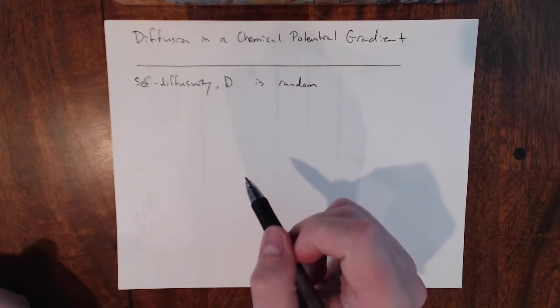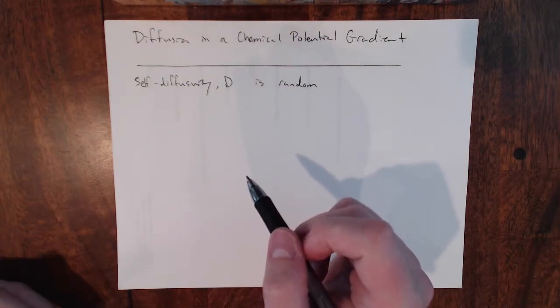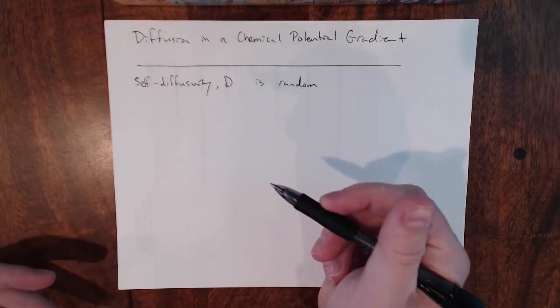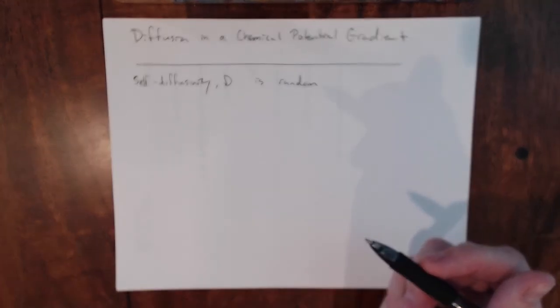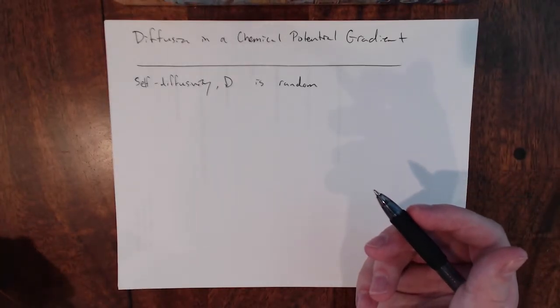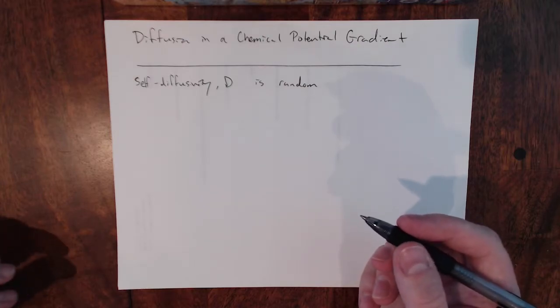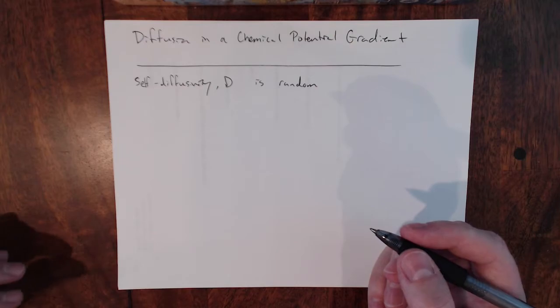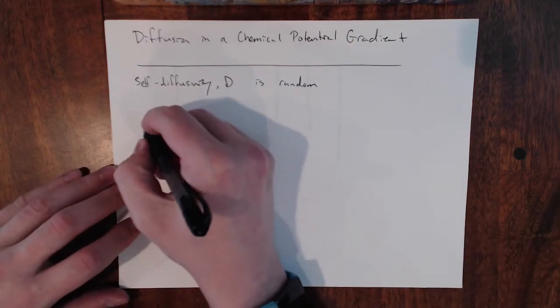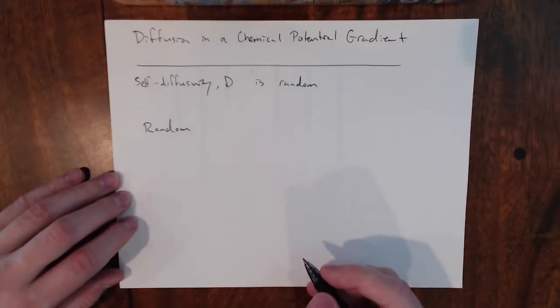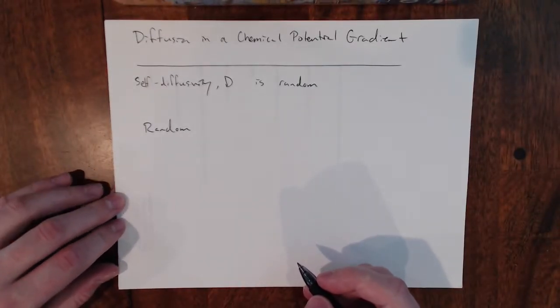But now we're going to talk about what happens when we have this chemical potential gradient. That's just an overarching term for the fact that we can have a difference in concentration. So let's first look at the case of diffusion in the random case. Particularly, I want to look at the enthalpy of migration.